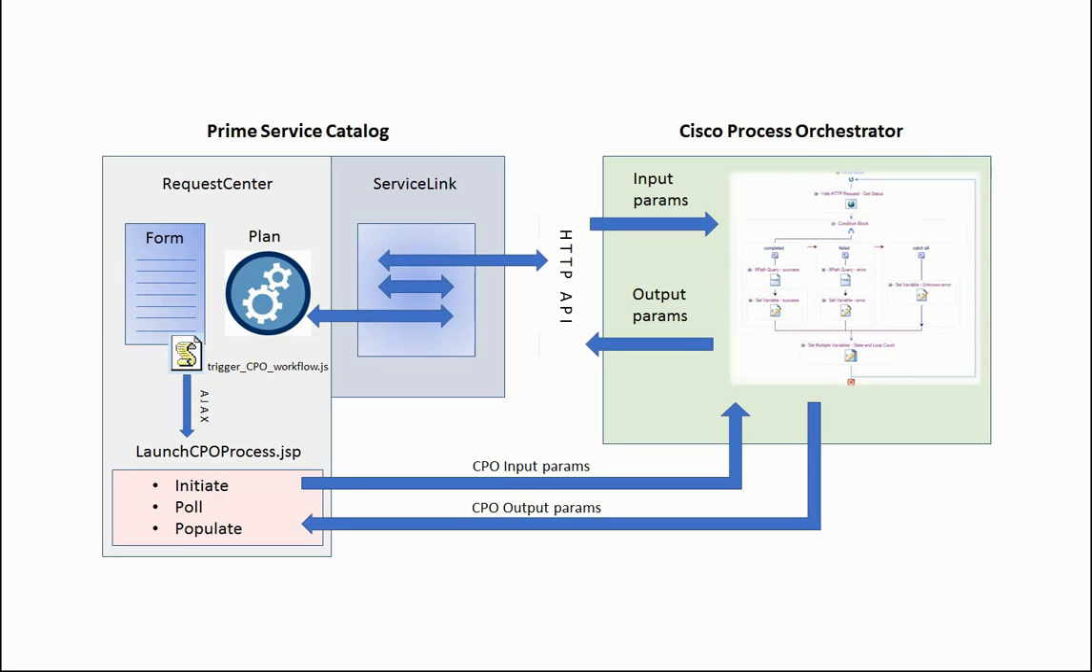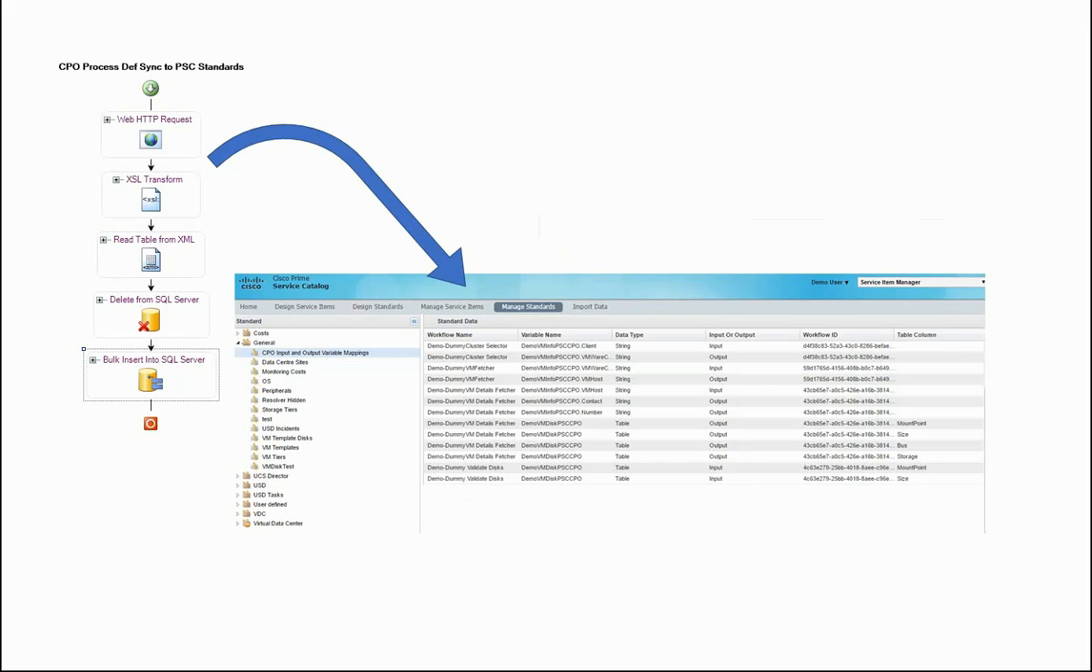Before we jump into the example demo, let's take a look at the three main components that provide the integration functionality. The first is the synchronization workflow. This queries the Cisco Process Orchestrator API REST endpoint for a list of process definitions. Process input and output variables are then stored in a PSC standards table. This ensures that our integration process will know which form fields to use as workflow input and output variables.